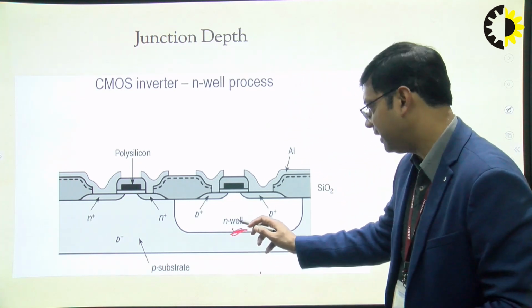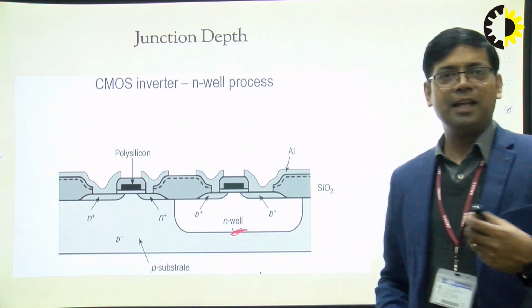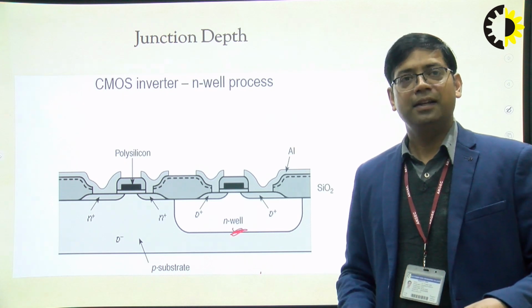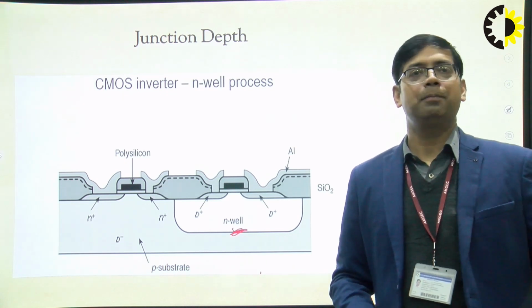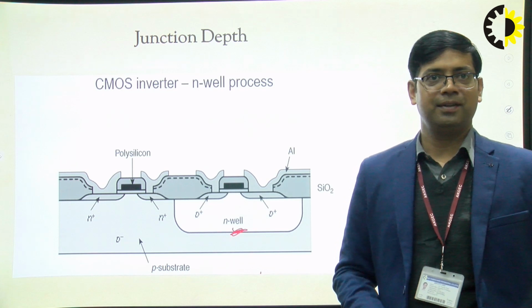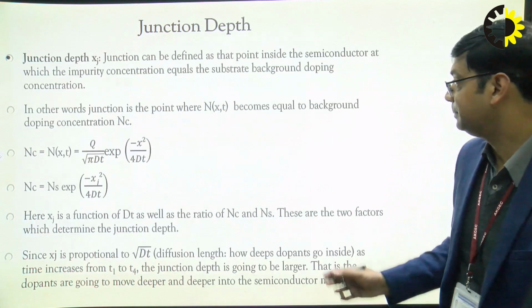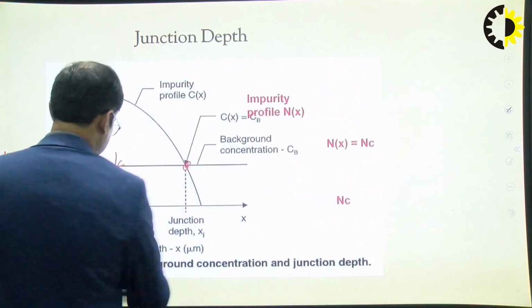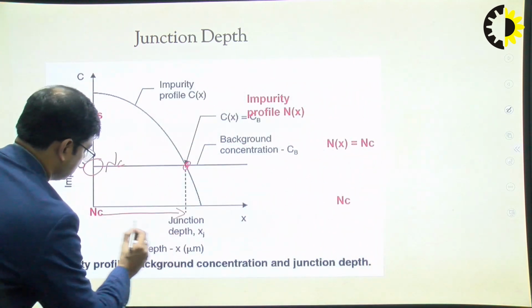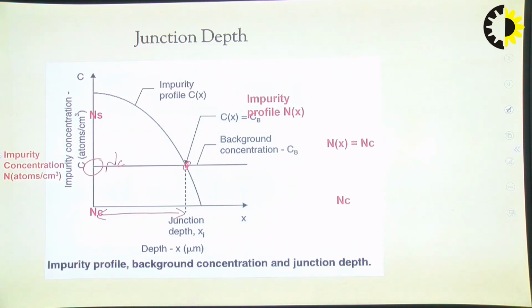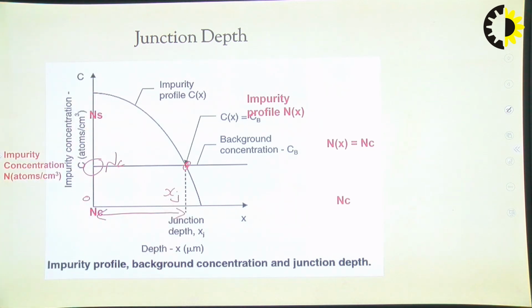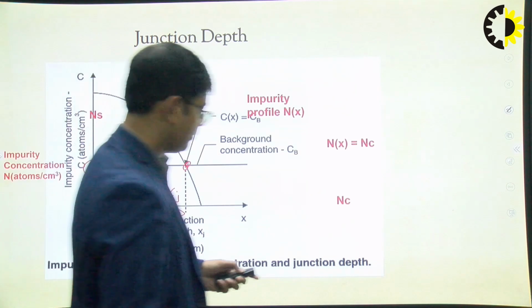This is the junction, and this is the point where the N-type dopants which are introduced by us electrically neutralize the effect of the P-type background concentration. So that is the junction depth. So in this case we see this is the junction depth. This is 0. This is xj. So this is our junction depth.